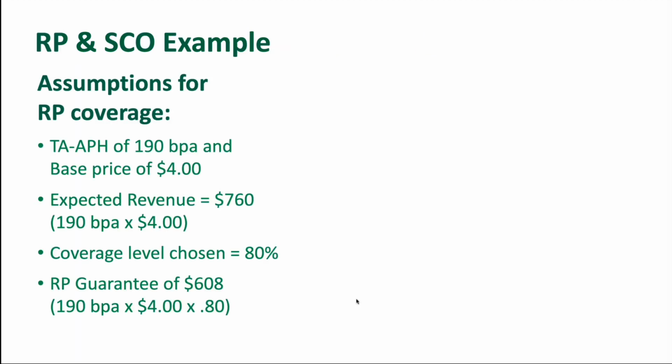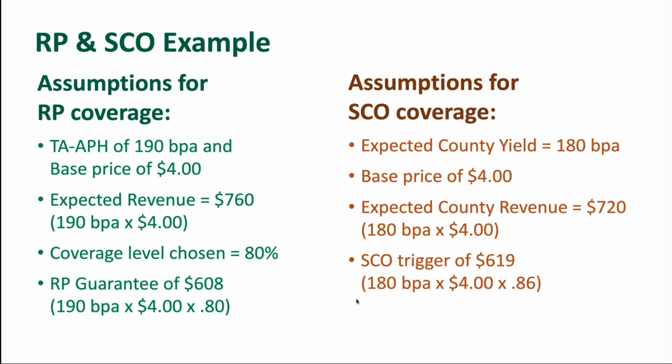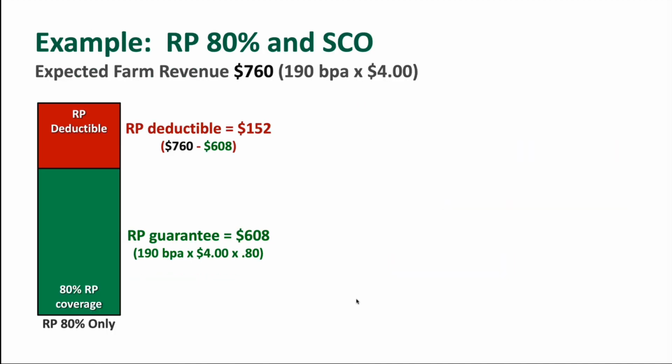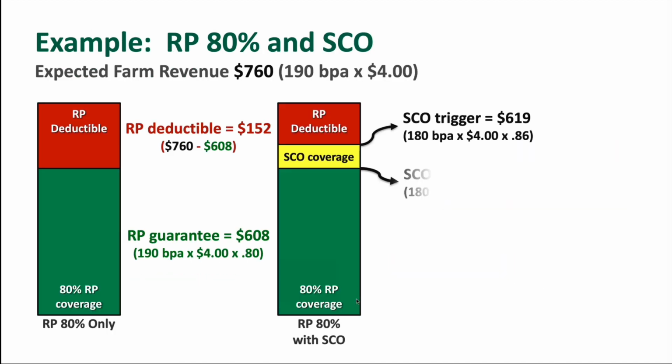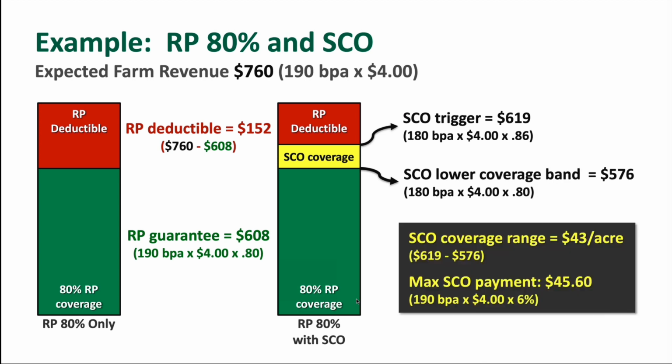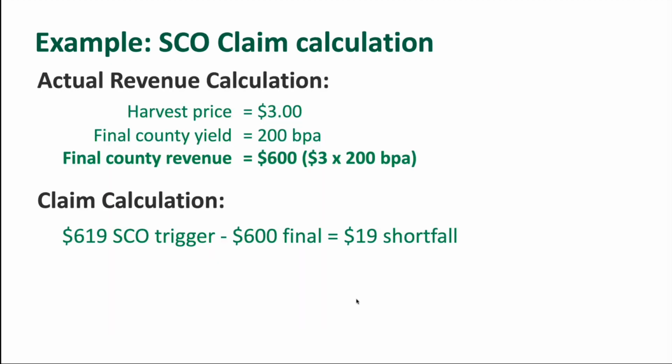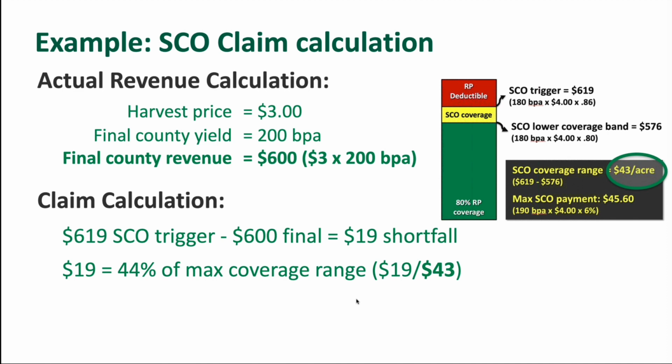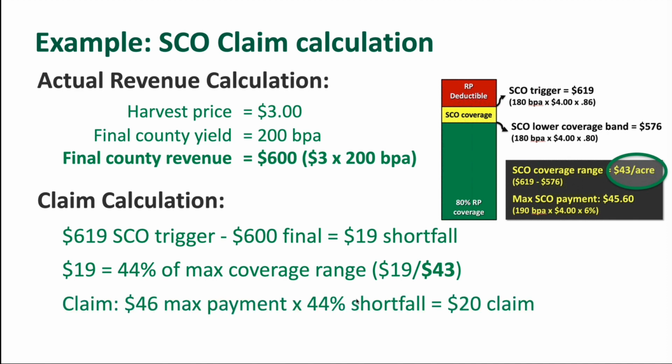Now, Gary, I'm going to skip over this example. People can read through the example in their handout, but for the sake of time, I see we have a lot of questions still coming in. So I'm going to skip over this example, let people read that in their handout, and they can calculate, they can see how the calculations are used to distinguish how much county coverage you have. The upper and lower bands are illustrated there. This example shows the calculation of your max payment, and then how to use that max payment and the county shortfall to calculate your claim.